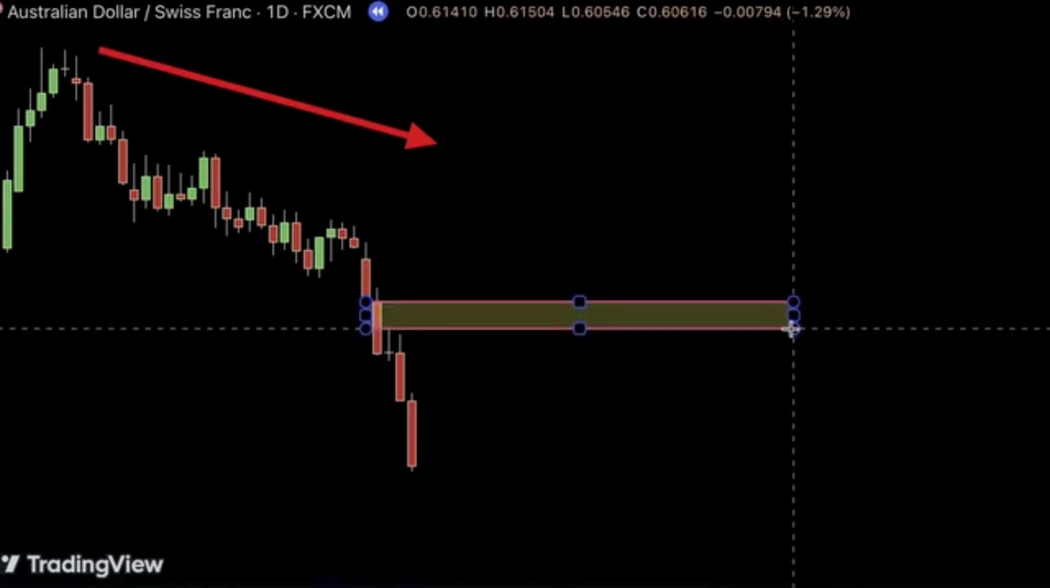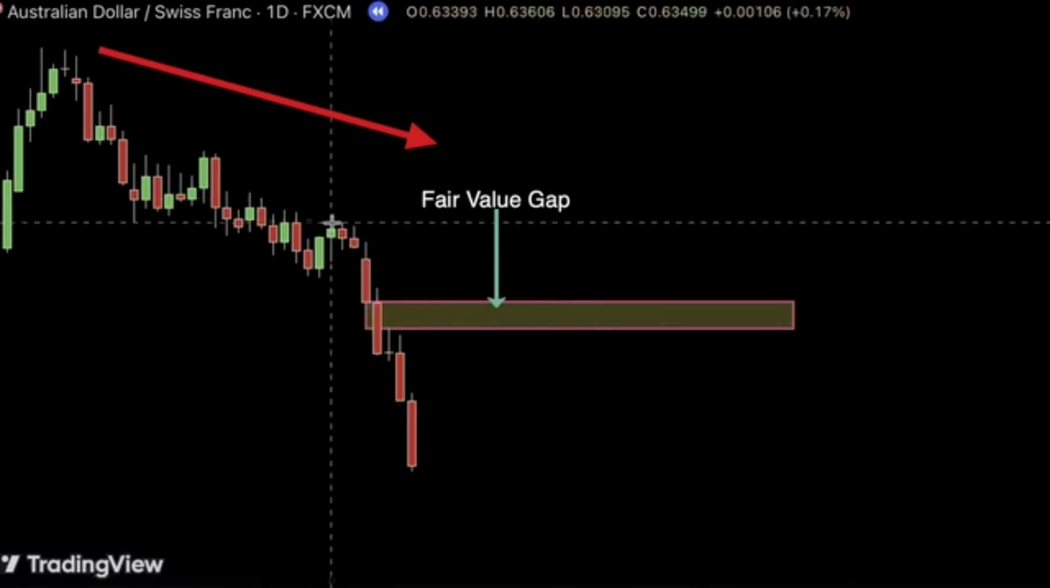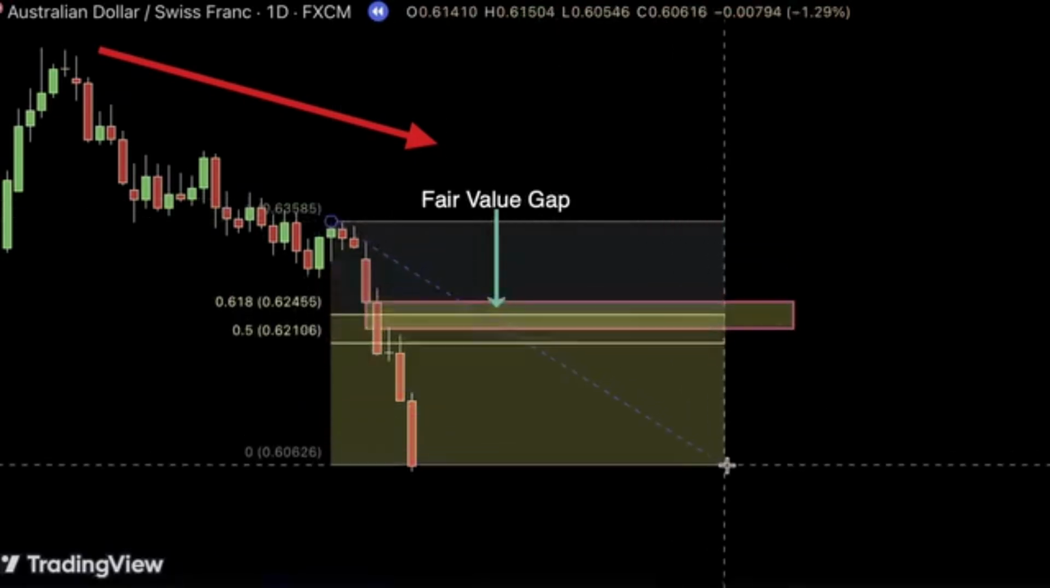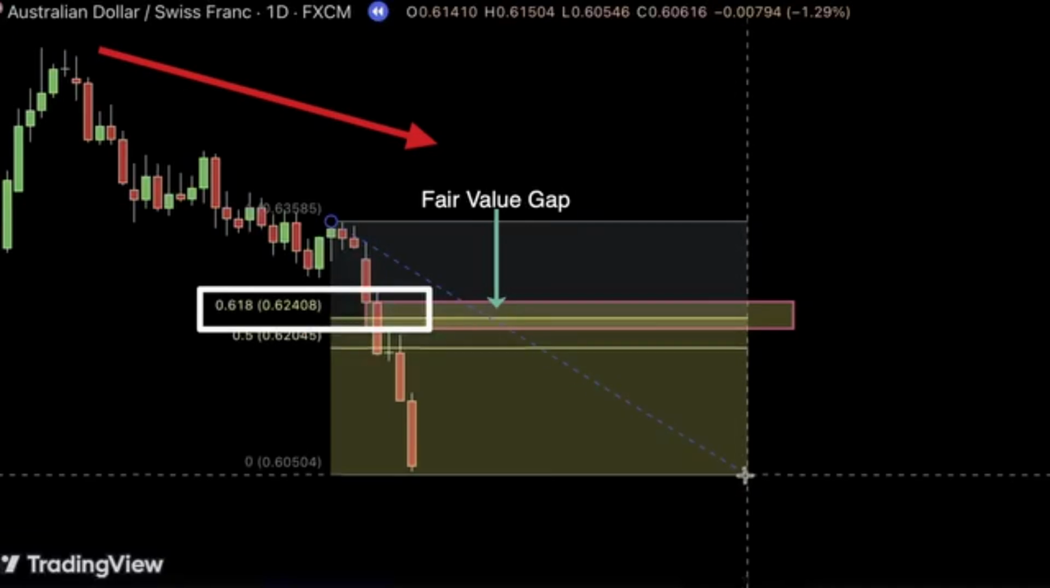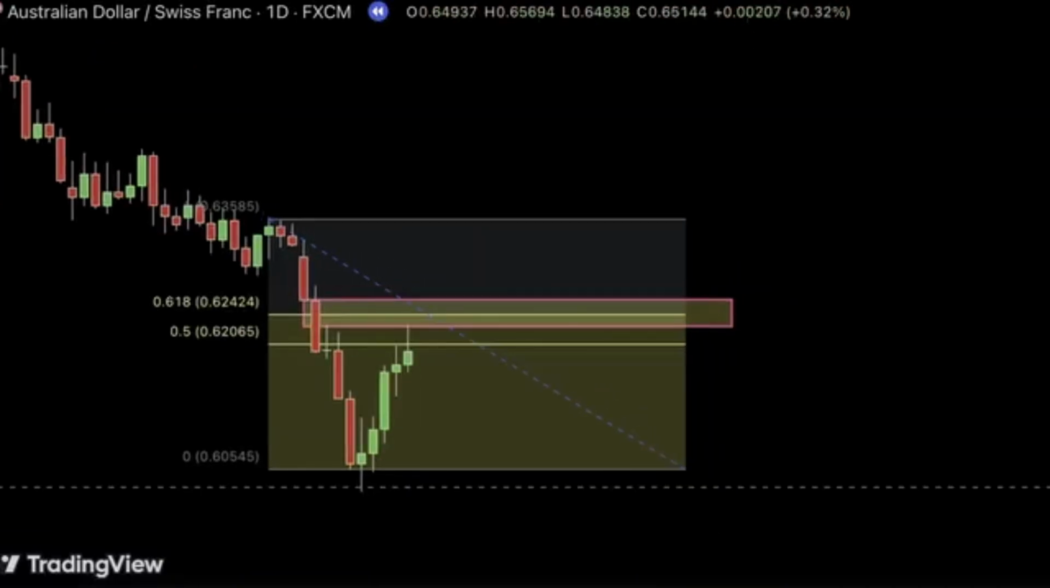Now let's consider the opposite scenario. The market is in a downtrend, forming lower lows and lower highs. A bearish fair value gap appeared as the price dropped sharply. This time we apply the Fibonacci retracement tool from the swing high to the swing low. The 61.8% Fibonacci level lines up with a fair value gap. As the price retraces upward to the golden zone, it tests the fair value gap, which now acts as resistance. The price rejects this level, confirming the confluence.